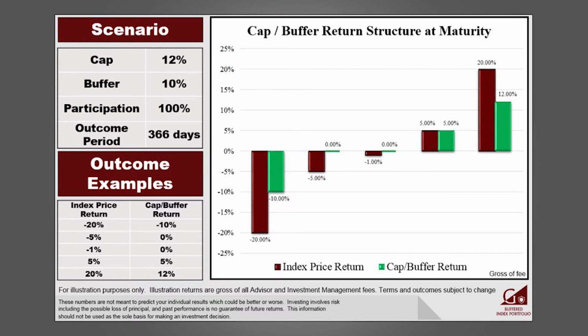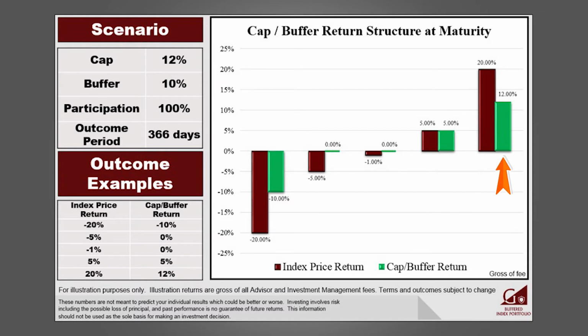In this scenario, if the note is held to maturity, we could expect the following to occur at the maturity date. If the S&P 500 price return is up 5%, the performance of the note will return 5%. If the S&P 500 price return is down 5%, the performance of the note will be 0 or flat because of the buffer.